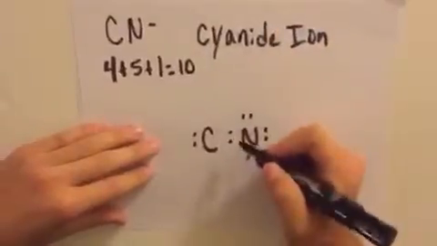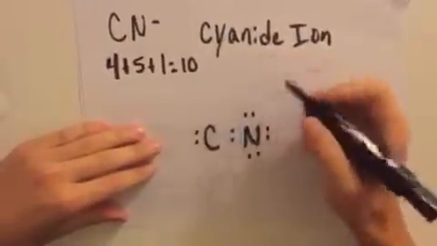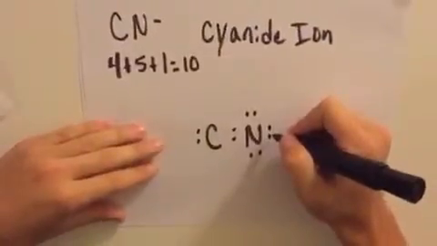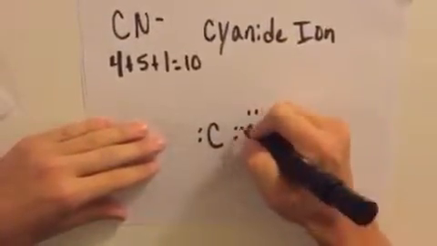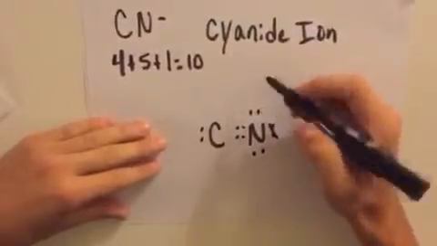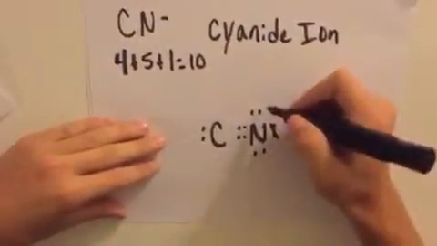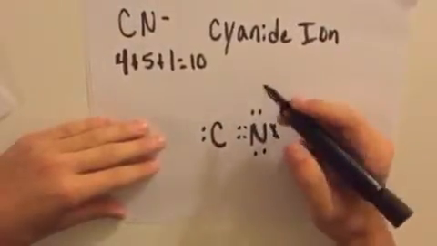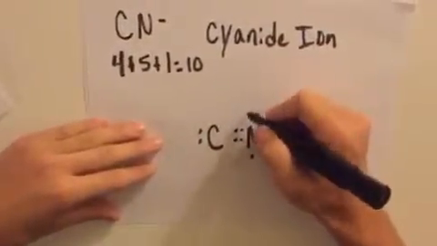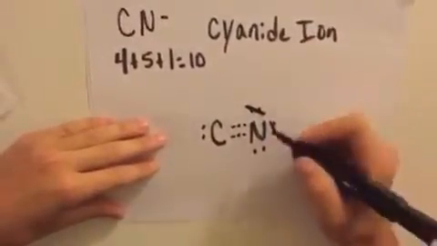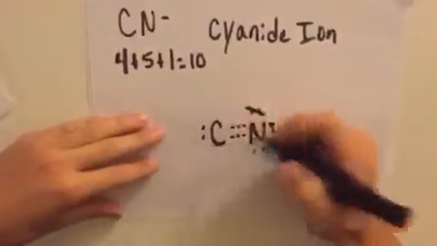But carbon doesn't have a full octet yet, so we have to move some of the electrons from the nitrogen to bond with the carbon. So there's 8 here, but still only 6 here. So now we need to move another set to make another bond. Now we have 8 on this side and 8 on this side.